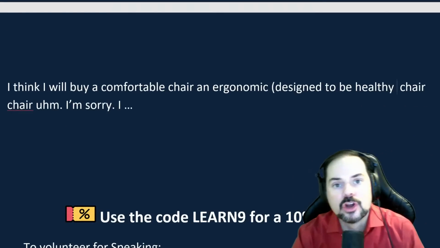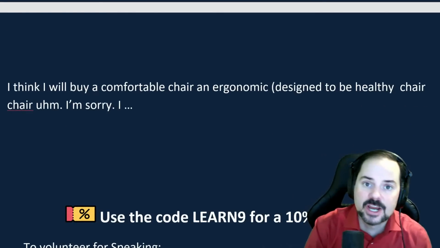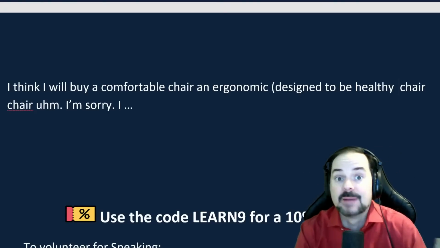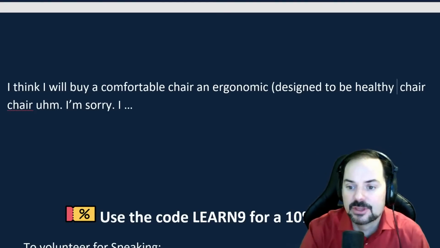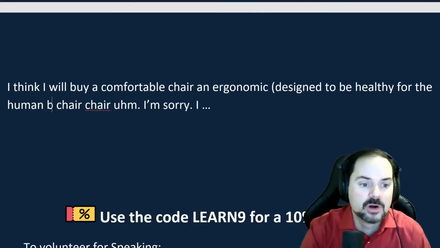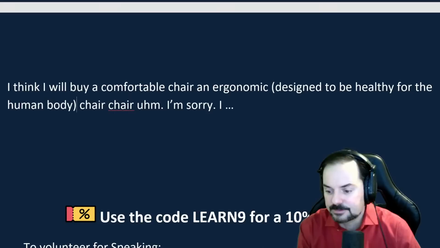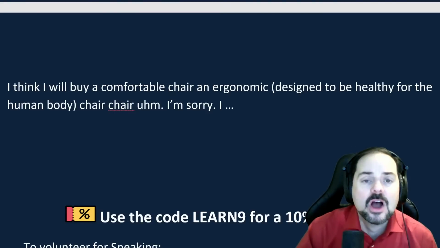Yes. You have an ergonomic keyboard, ergonomic chair, ergonomic bed, ergonomic couch, so ergonomic bicycle. Designed to be healthy for the human body. Okay, it's an ergonomic chair. All right. Okay, sir. All right, Ahmed.